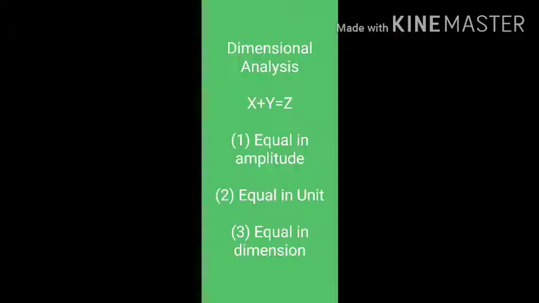Now for dimensional analysis, let us consider an equation x + y = z. This equal sign defines three things. Number 1, the left hand side and right hand side are equal in amplitude. Number 2, the left hand side and right hand side are equal in unit. And number 3, they should be equal in dimension also. If these three conditions are properly covered, then we can write the left hand side is equal to the right hand side.